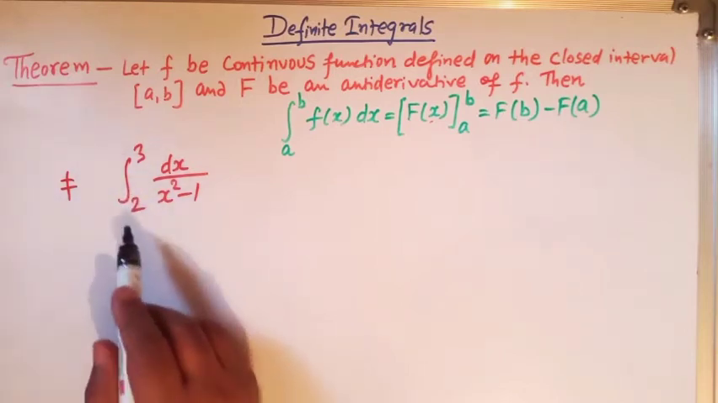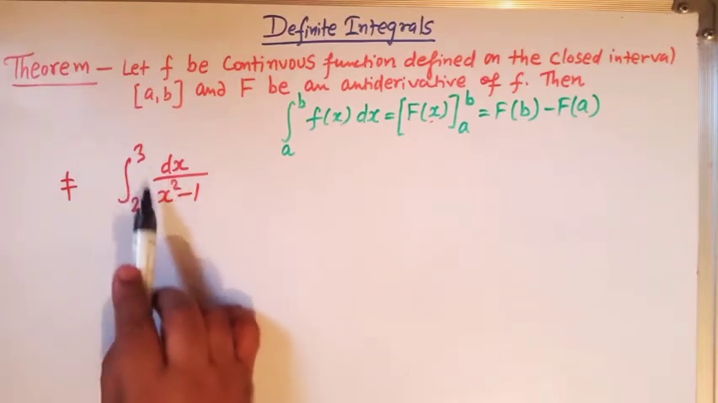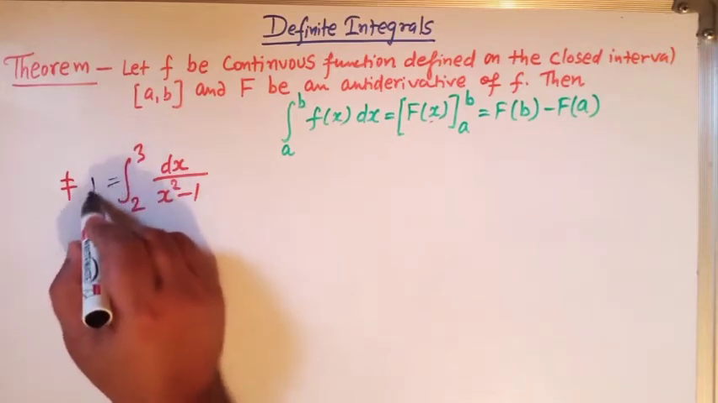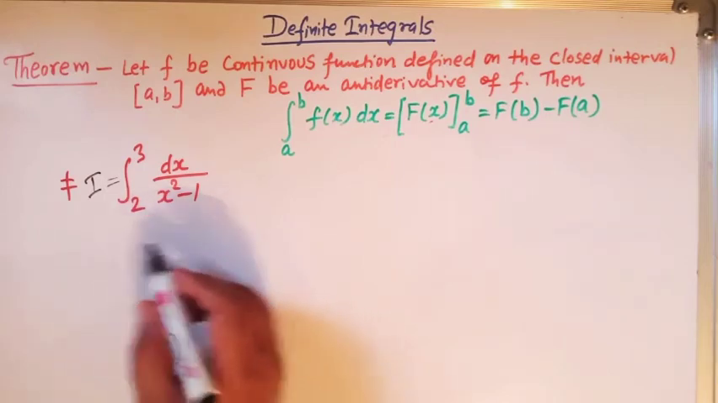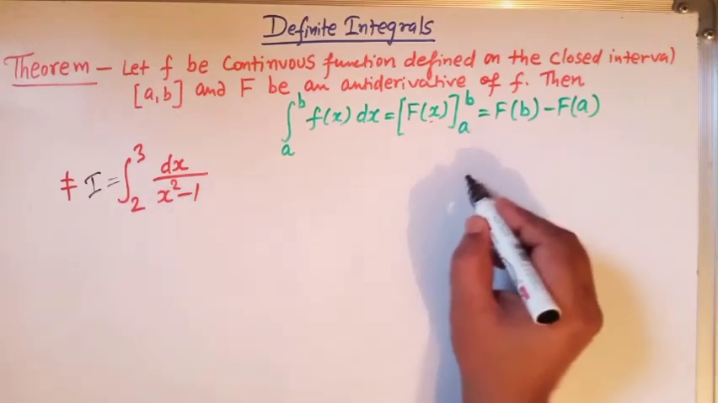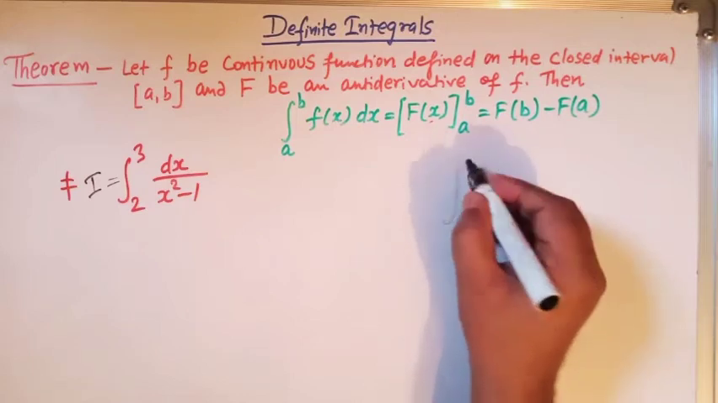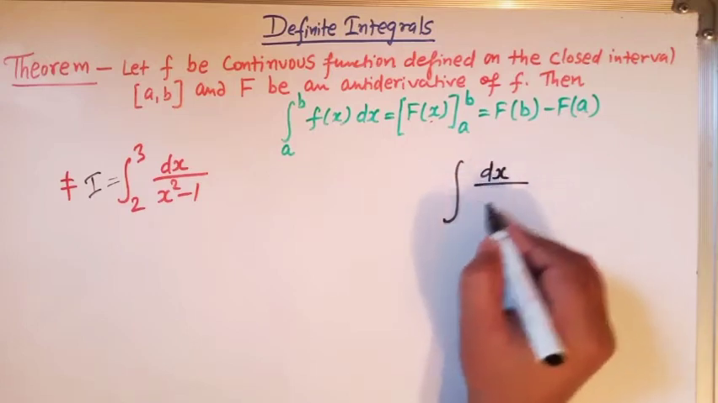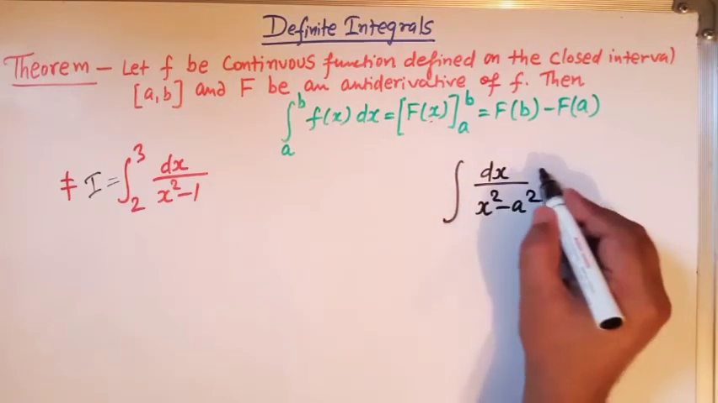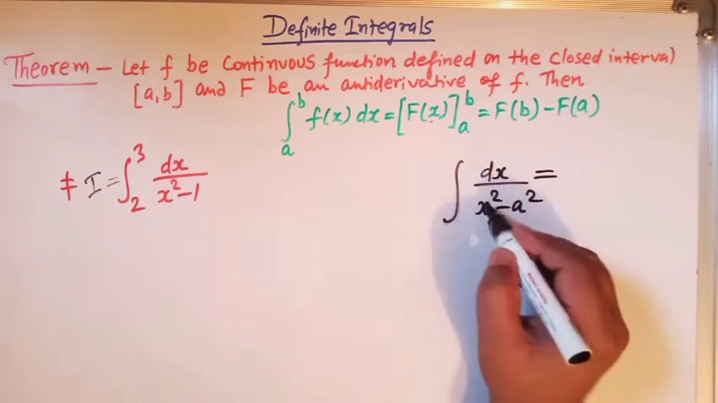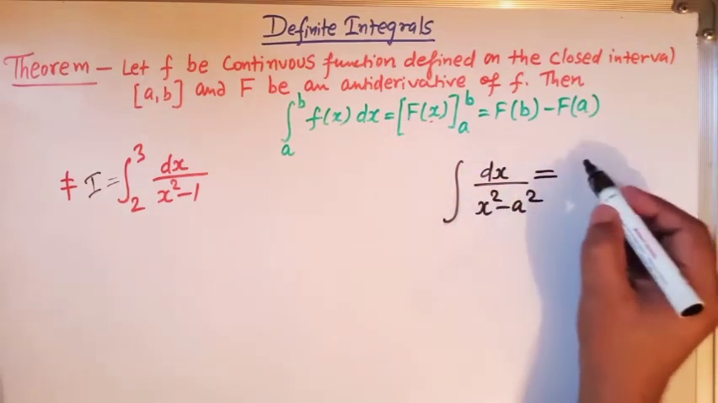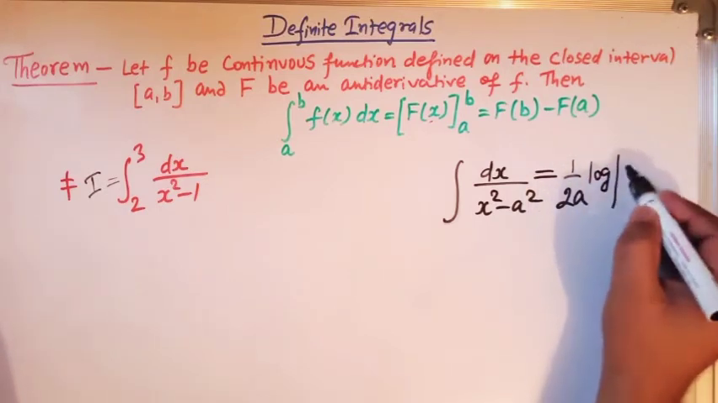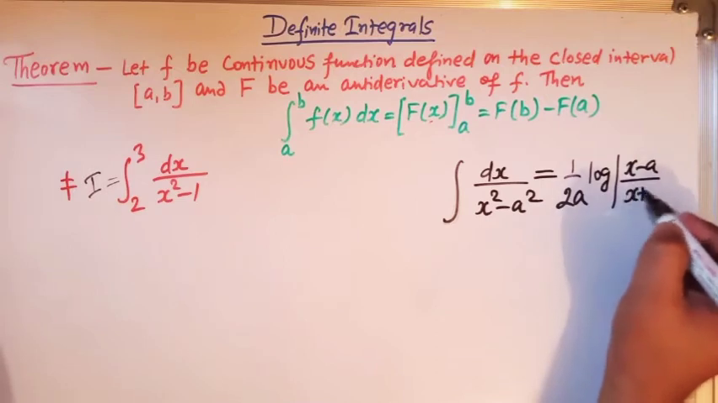Now viewers, let us take this problem. Here we have to find the definite integral of 1 over x square minus 1, and the limits are 2 to 3. So let us call this integral as I. Now viewers, here we are going to make use of the formula, that is dx over x square minus a square. Now the integral of 1 over x square minus a square is 1 over 2a log of x minus a over x plus a, right?